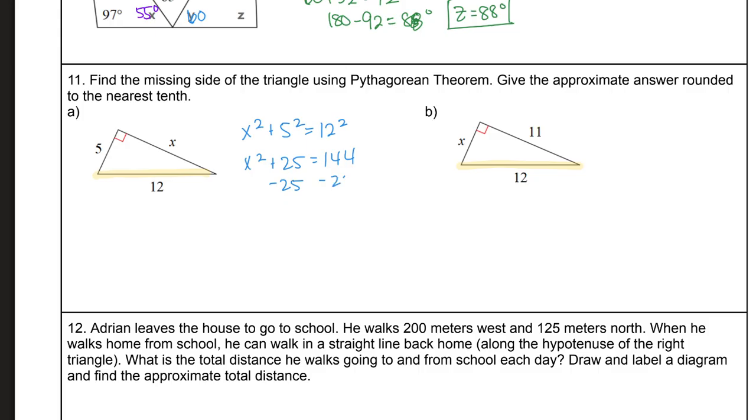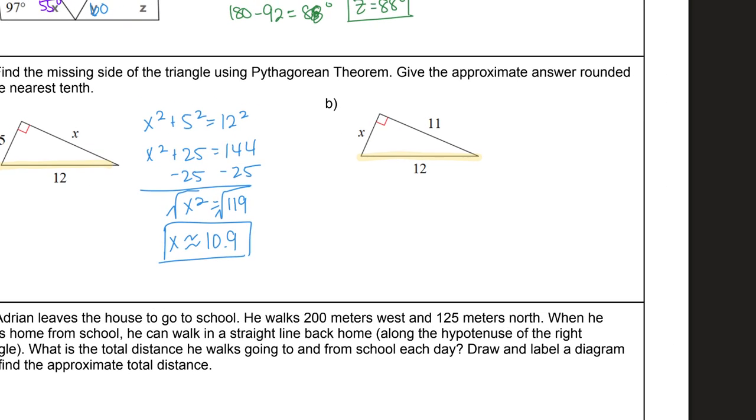Subtract 25. We get 119. And then square root. So it does say round to the nearest tenth, so that's going to be approximately 10.9.